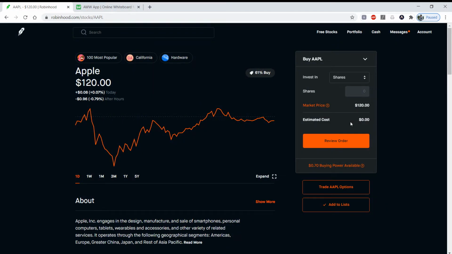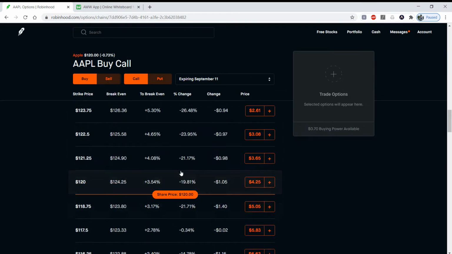So we're on Robinhood and we're on Apple. That's the stock that we're going to be using for the example of trading options. Most of you know how to buy or sell shares, which is right up here. On mobile, it'll say trade in the bottom, and you can go to that and then click trade options. But here on desktop, we're going to go to trade Apple options, and this will bring up the option chain.